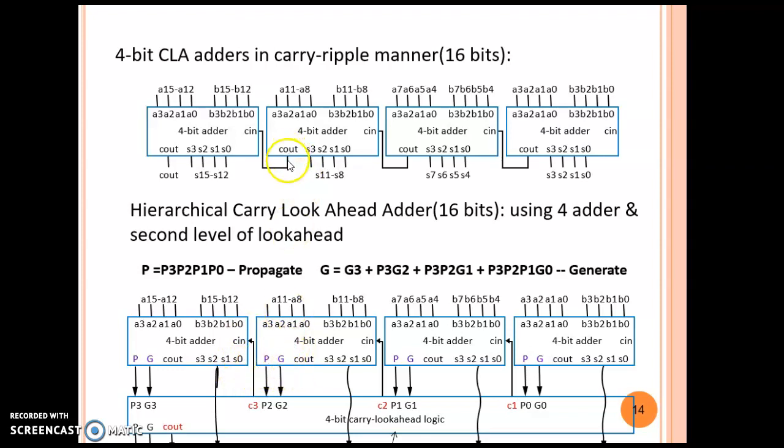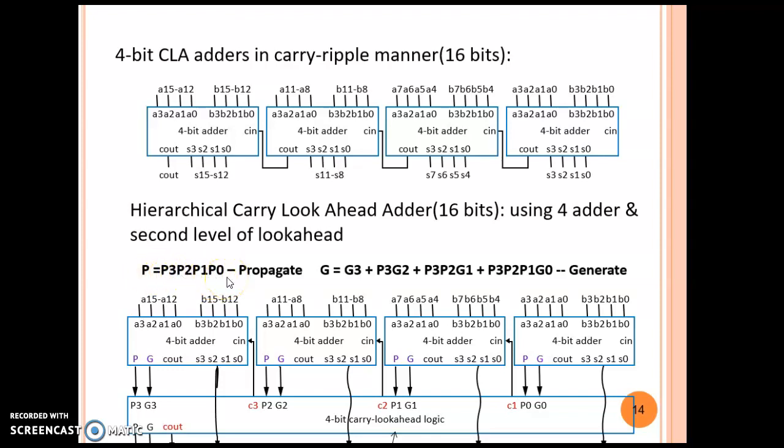Here we have C out. No doubt it is generating the sum and the carry, but along with that it is generating P and G terms also. Now what is the P and G term? Now here what is happening? This propagate term is nothing but P3, P2, P1 and P0.